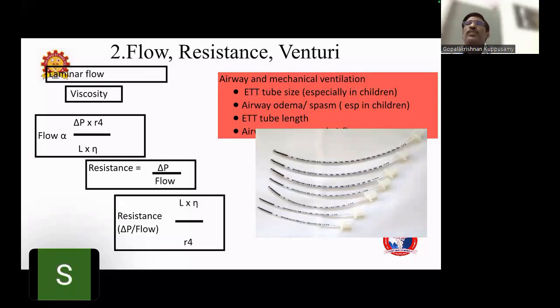So we will know that flow is pressure difference divided by resistance. Or if you calculate the resistance, it is pressure difference divided by the flow.